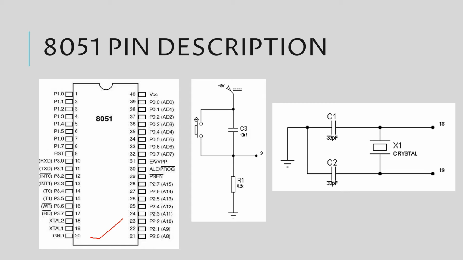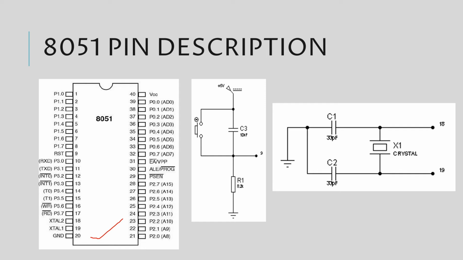Port 1 is from 1 to 8, port 2 is from 21 to 28, port 3 is from 10 to 17 and port 0 is from 32 to 39. The pins are marked as, let's take P1, P1.0, P1.1, P1.2 and so on up to P1.7.